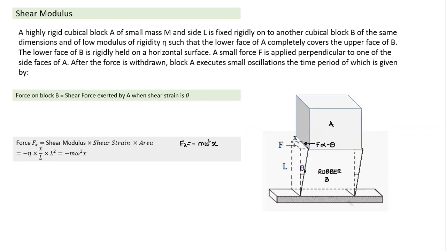Shear strain is x by L here. This L is the height of the lower block, the lower B block. And the common area is a cube face, so this area is L square, the area lying in the plane in which the force is acting. So when I equate it to minus m omega square x, I get the value of omega. So this is one typical case of such a motion created by the shear property.